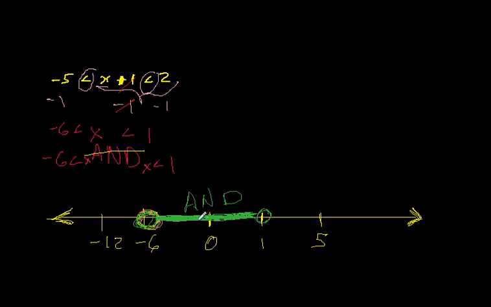And here's where our statement comes in. You use and or or depending on what direction the arrows are going. So x is greater than -6, and I'm going to use and here because it's connected. And x is less than 1. So I'm dealing with all points in this direction.